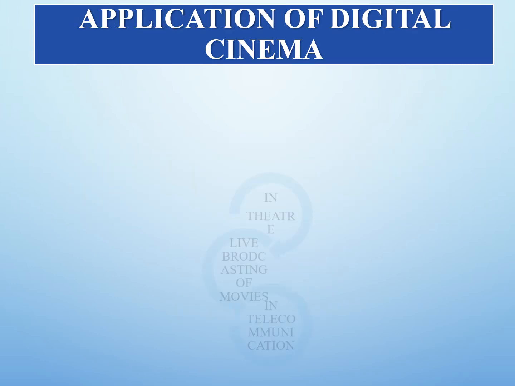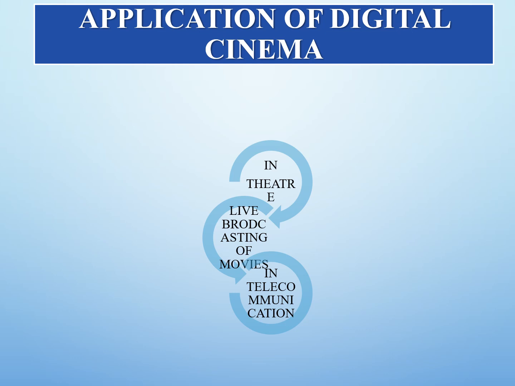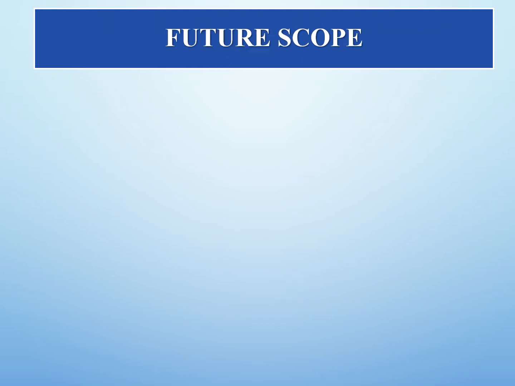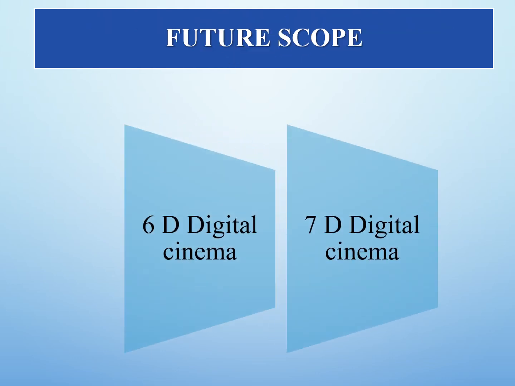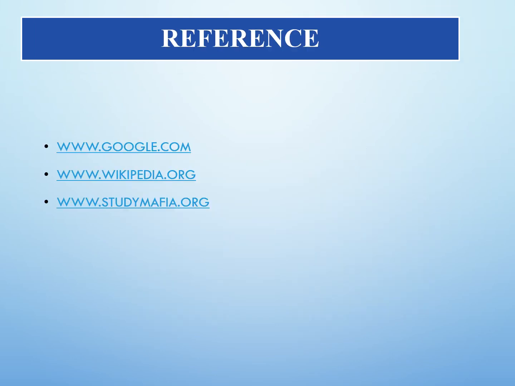Applications of digital cinema. It includes in theatre, live broadcasting of movies, in telecommunication. Future scope. And we know that there are 4 types of digital cinema, that is 2D digital cinema, 3D digital cinema, 4D digital cinema and 5D digital cinema, and future scope is 6D digital cinema and 7D digital cinema. These are the references. Thank you.